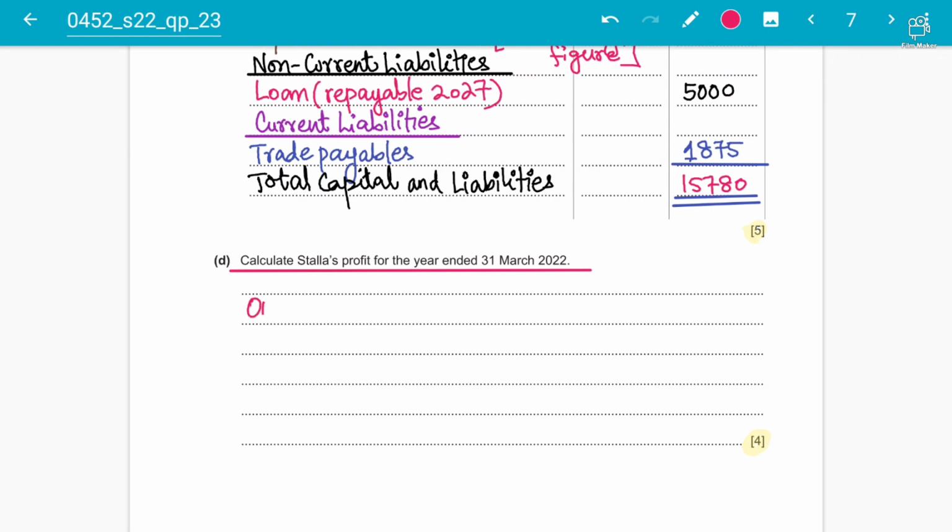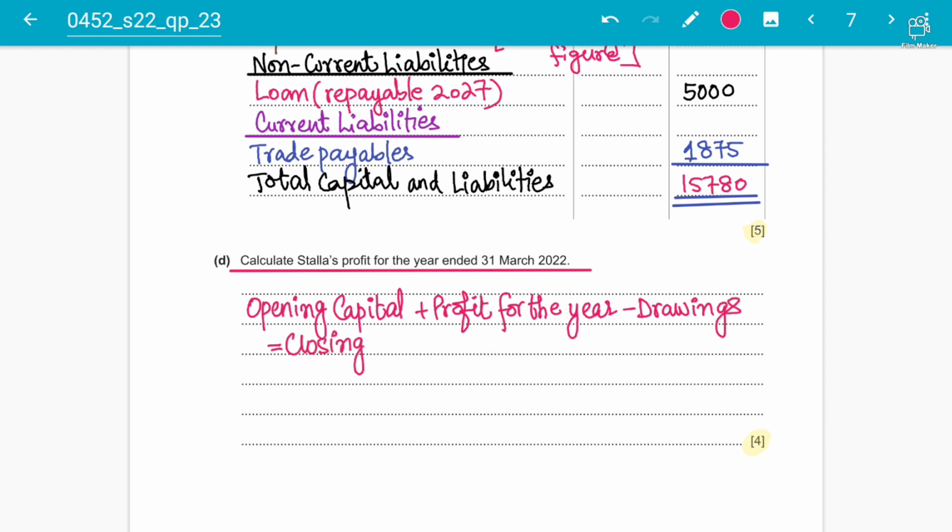Okay, so you have this opening capital. You need to have your opening capital plus the profit for the year, or the loss, minus the loss. So if you have profit for the year, you are going to add it there: opening capital plus profit for the year minus the drawings, and that will give you your closing capital.